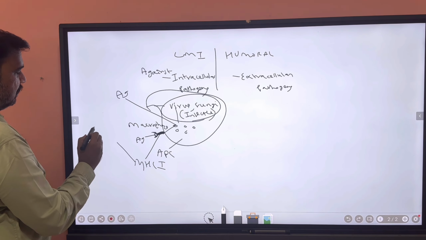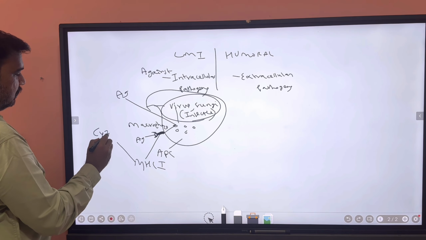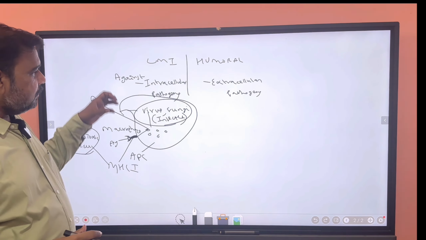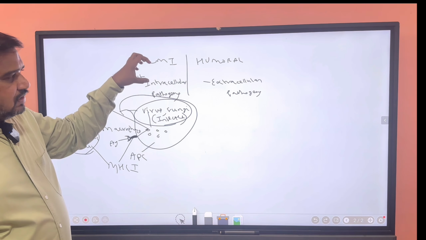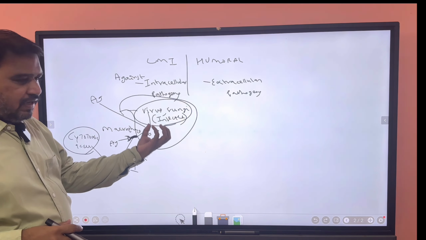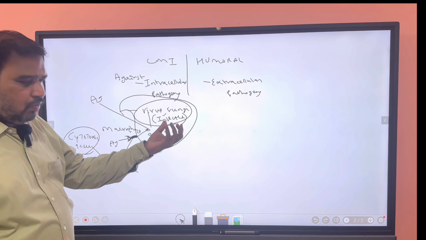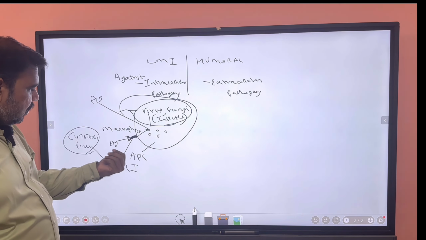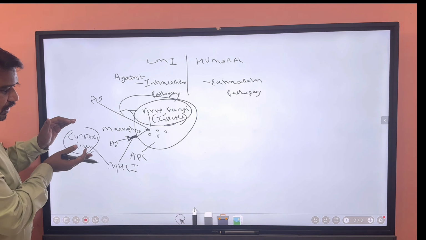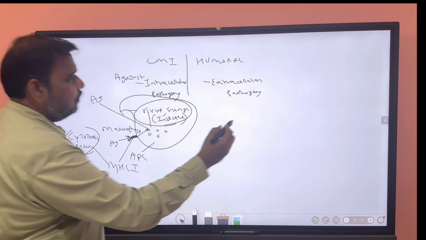MHC1 means what T cell? Cytotoxic T cell. Just to concentrate, cell mediated immunity is against intracellular pathogens. Within the cell, the virus is there, and that virus is broken down into antigens. That antigen is brought to the T cell. Here I am taking cytotoxic T cell. So I already told, please note it down again here.